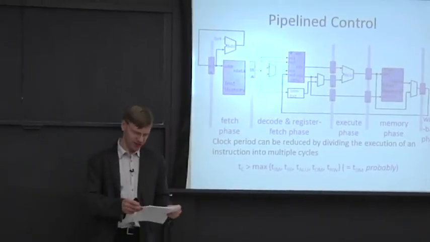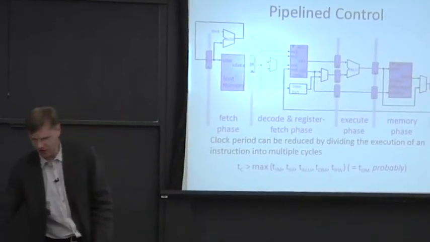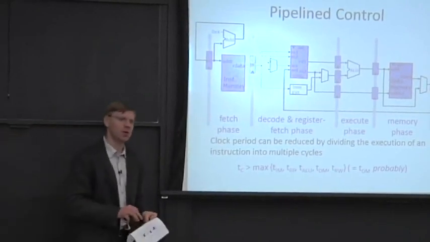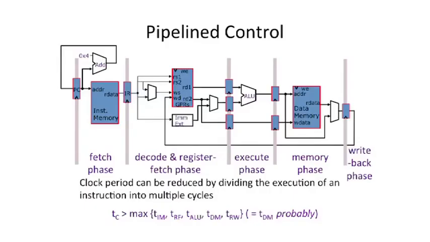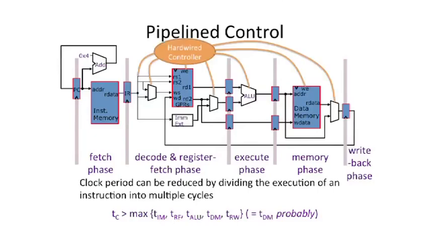OK, so that's the easy part. We pipeline the data. Let's now move on to a little bit more challenging question of how to pipeline the control. We're going to look at our control unit, and we're going to put down our hardwired control here. The hardwired control is going to take the instruction register and decode the instruction that comes in.